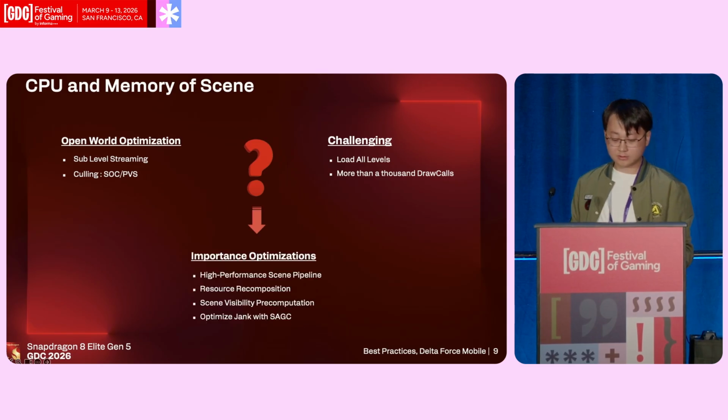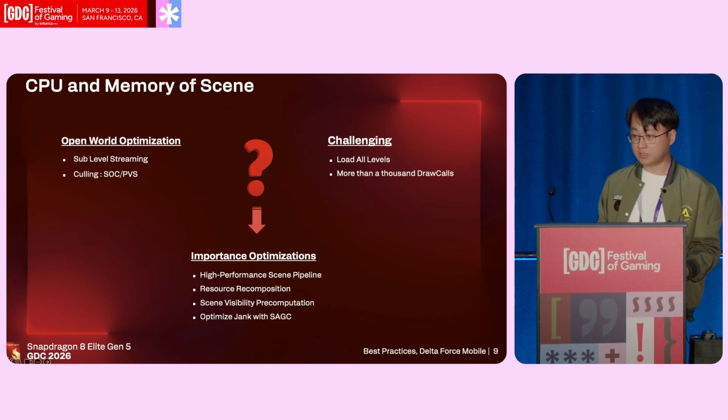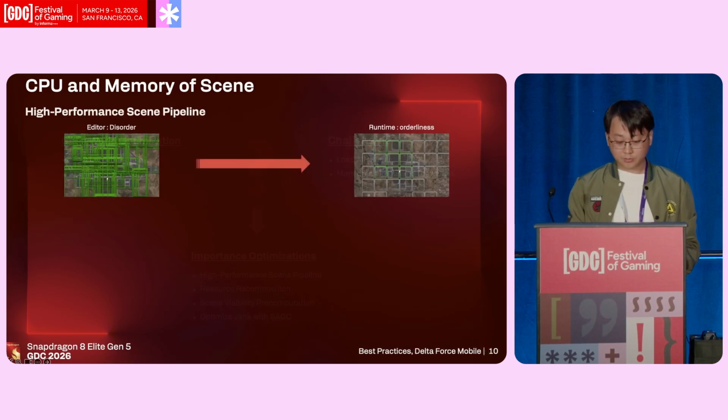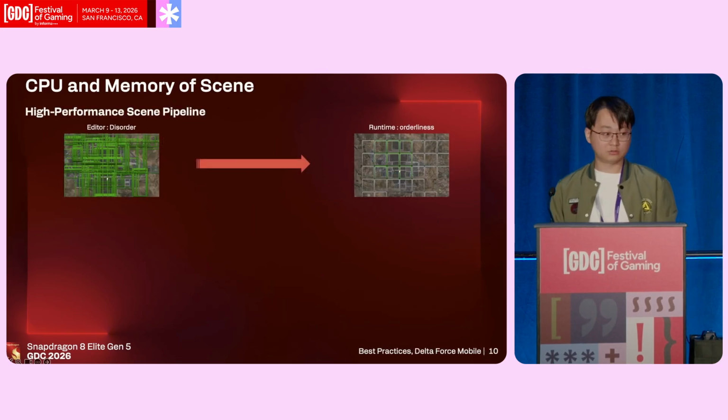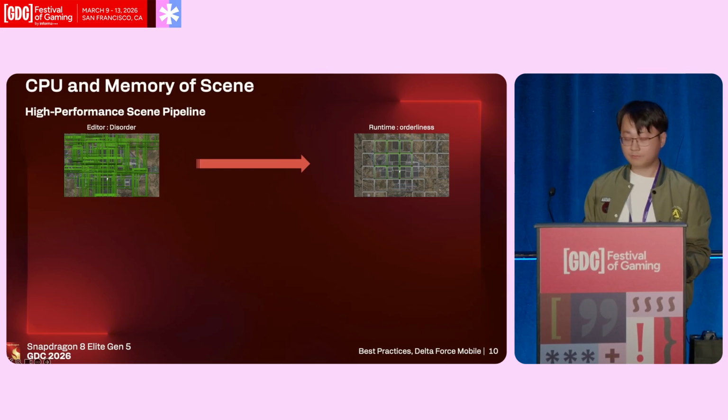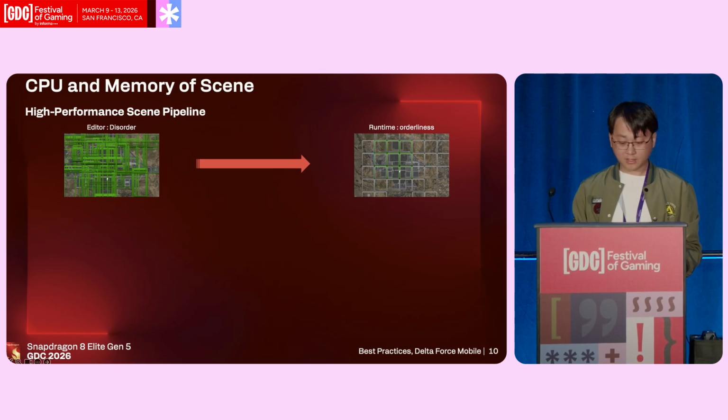To address these issues, we implemented 4 key techniques: high-performance scene pipeline, resource recomposition, scene visibility pre-computation, and optimized jobs via SAGC. Because the original game scene is quick to get, we need to make the runtime scenes more streamlined to support more precise streaming. It leads to our first approach: high-performance scene pipeline. In this pipeline, there are 3 key points.